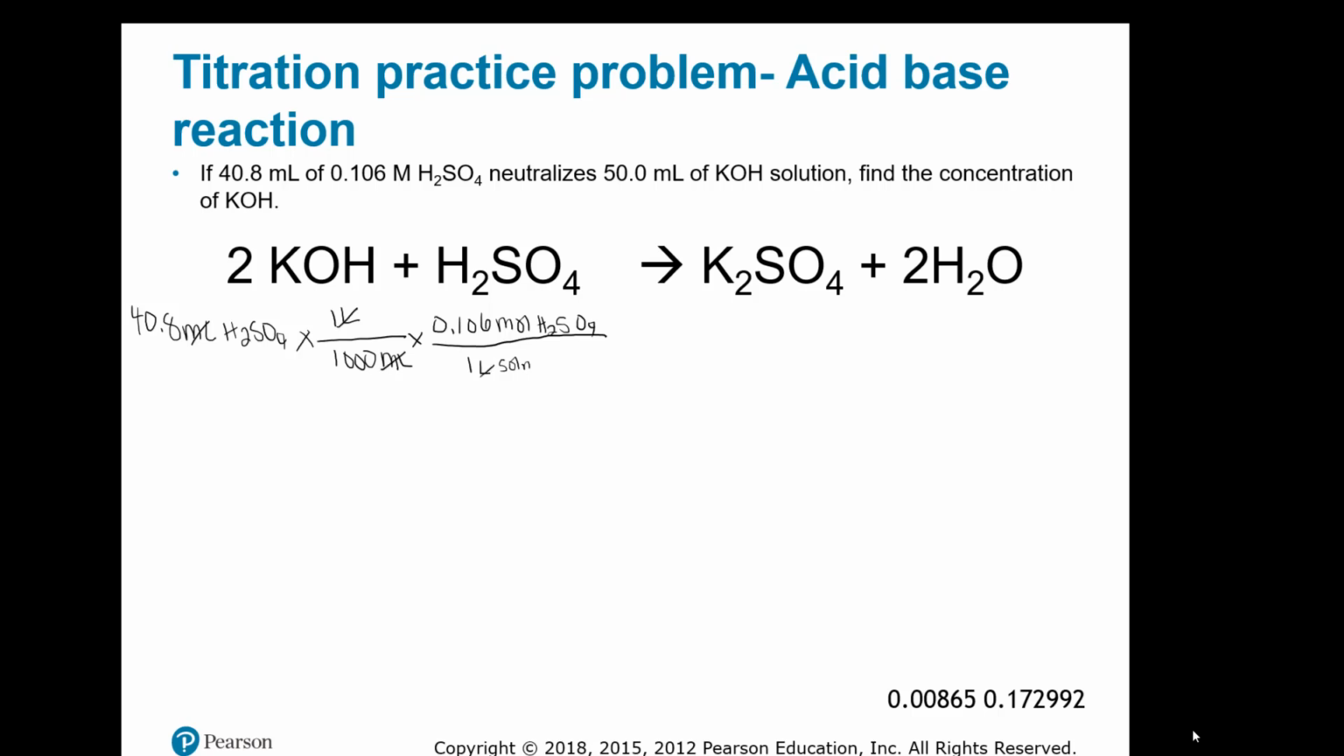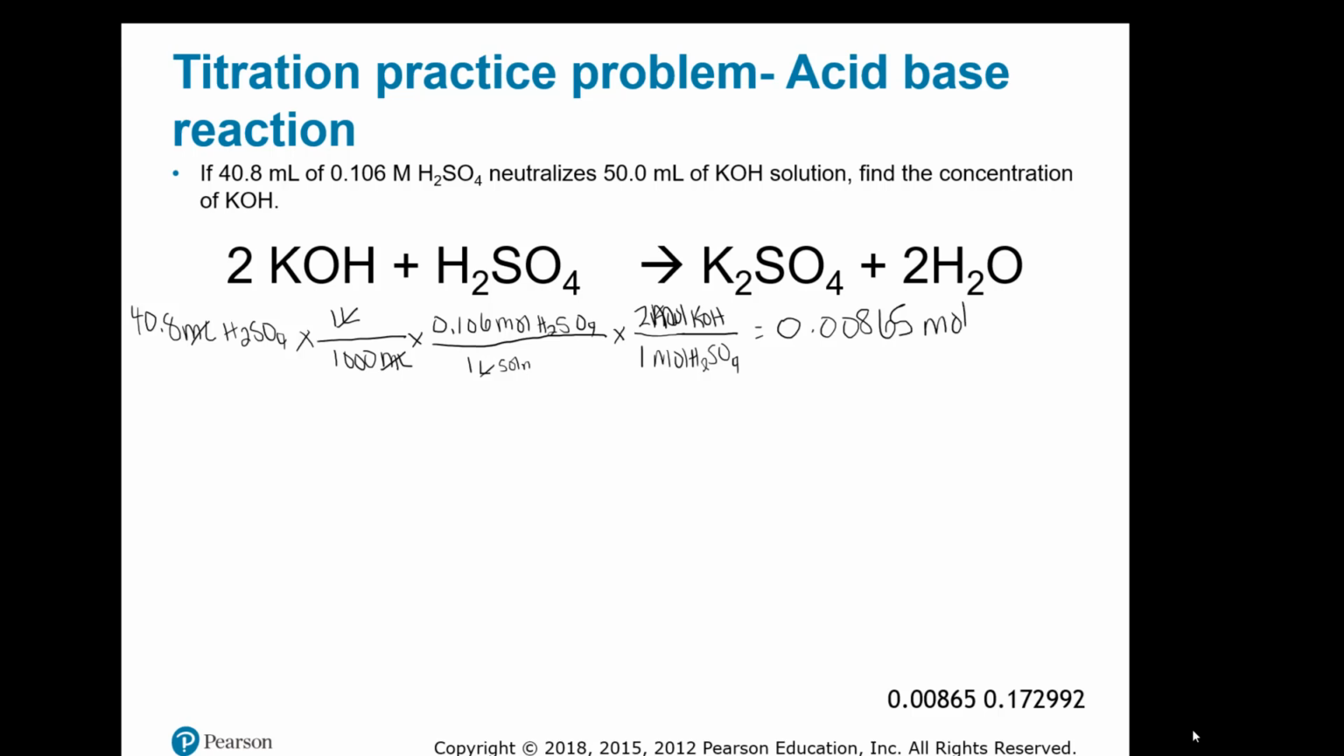And to convert moles of sulfuric acid to moles of potassium hydroxide, we use stoichiometry. The balanced equation tells us that we need 2 moles of potassium hydroxide to react with 1 mole of sulfuric acid. So our next term in this calculation, we want to cancel moles of sulfuric acid. So we use the mole ratio from our balanced equation, 2 moles of KOH divided by 1 mole of sulfuric acid. This cancels moles of sulfuric acid, and this gives us moles of potassium hydroxide. If we put this all in our calculator, we get moles of potassium hydroxide to be 0.00865 moles.